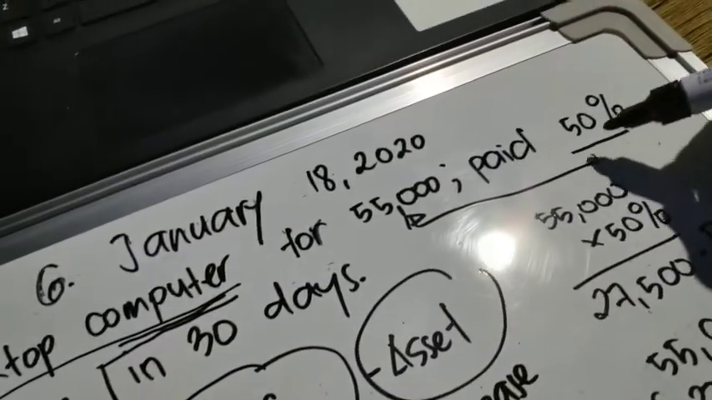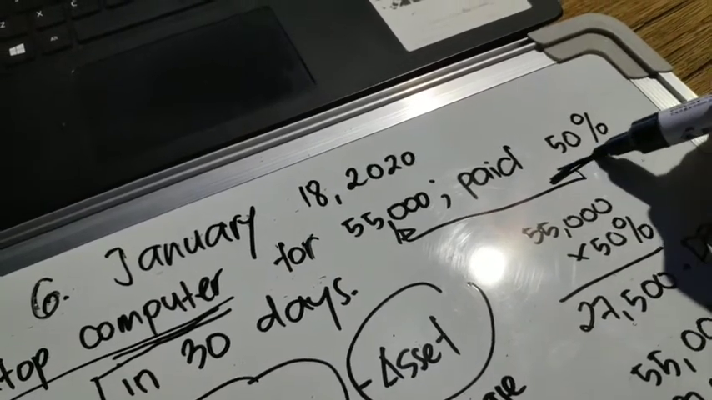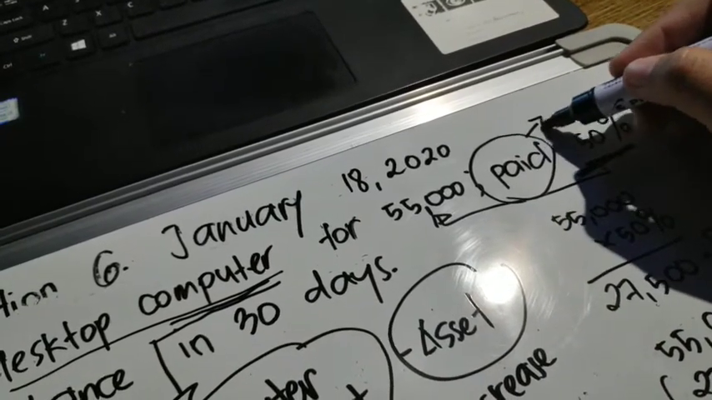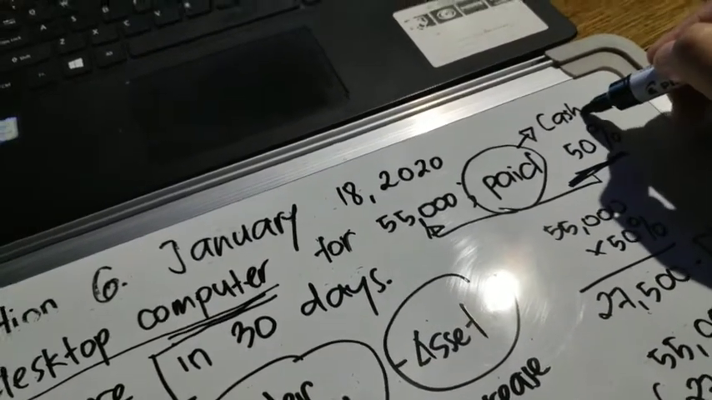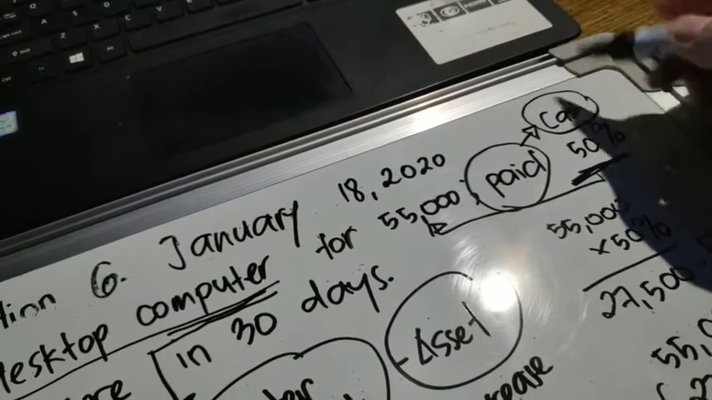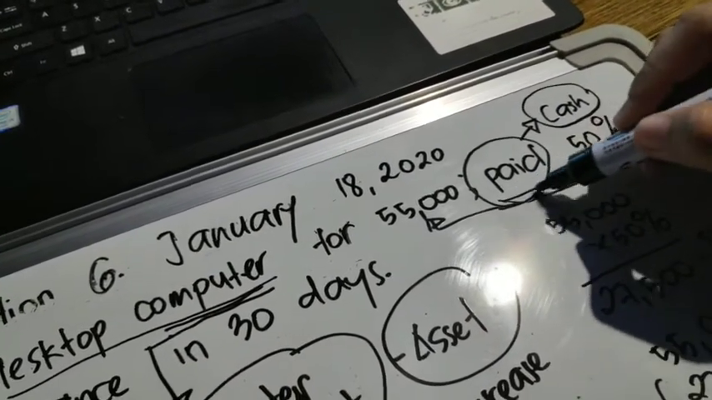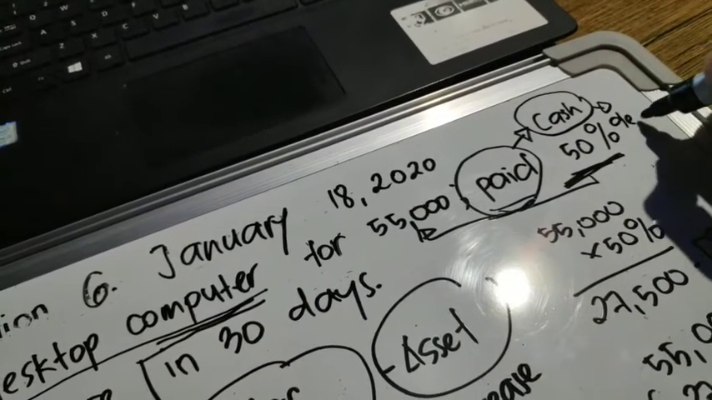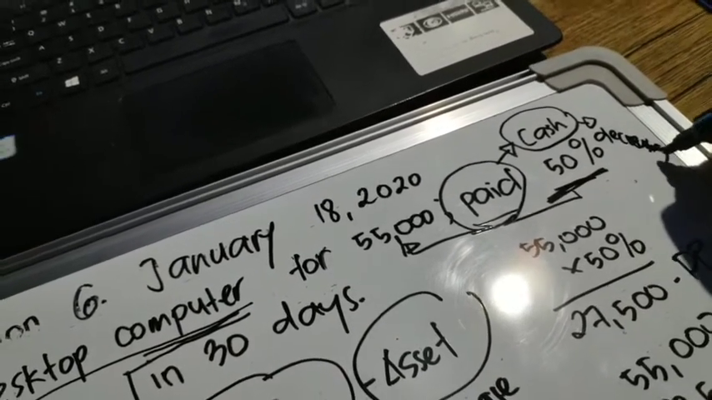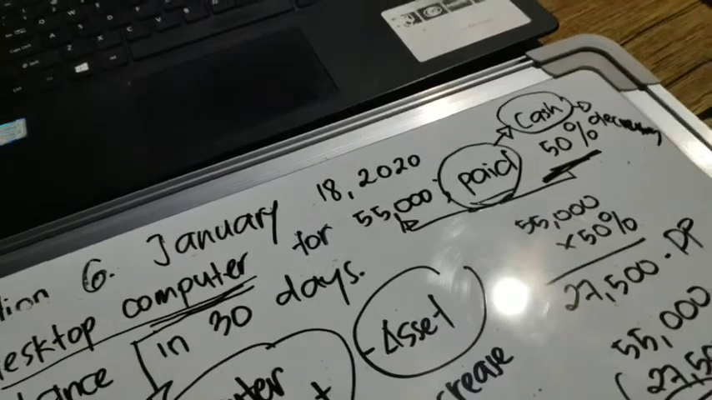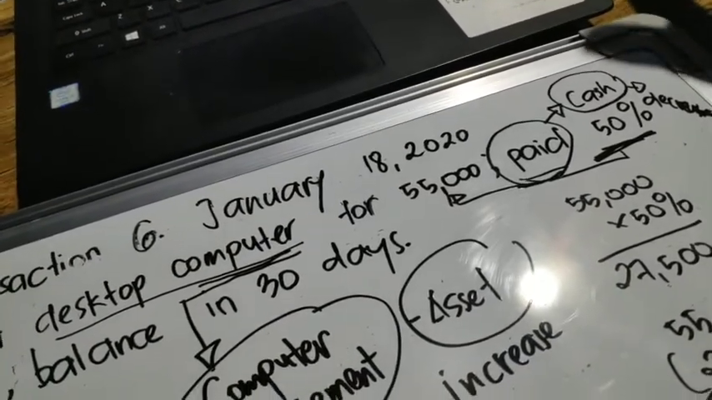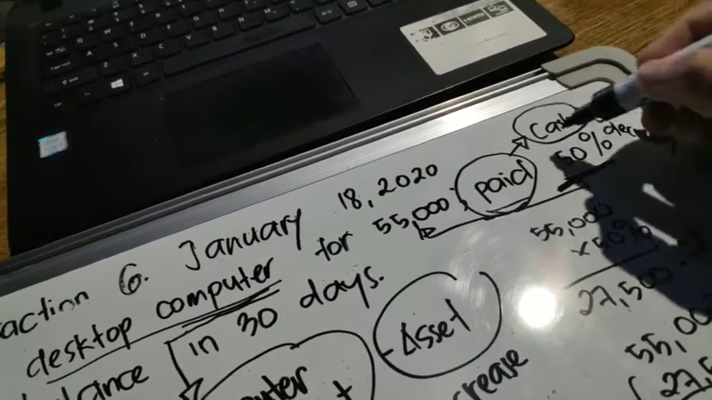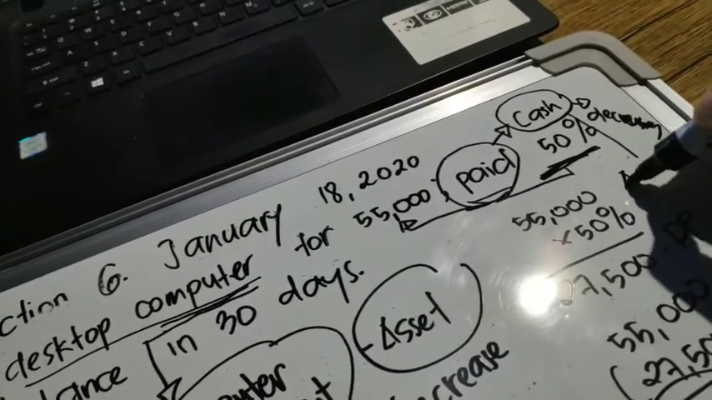Now, you paid 50%. So, when you are paying 50%, or when the word paid is in the transaction, you are using cash. Okay, so it means that when the word paid is in the transaction, it means that you are decreasing your cash. Right? Because you took money out of the company to buy the desktop computer. So that is why your cash is decreasing. And cash also is an asset.